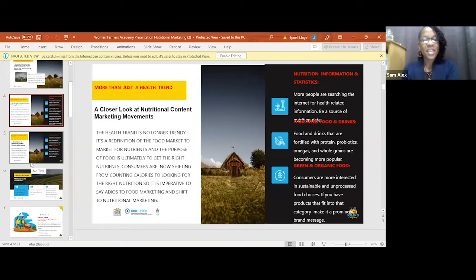It is imperative that we now shift to nutritional marketing and educate our consumers as to why they should buy the breadfruits and why they should buy the chives and why they should buy the sweet potato and what is so good about cassava flour, and why is your chicken better than the other person's chicken, why should they buy it? There are so many protein sources. So now we have to actually give information to educate our consumers. And so we're looking at a few of the trends, and I put trends in quotation marks because it's more than just a trend.